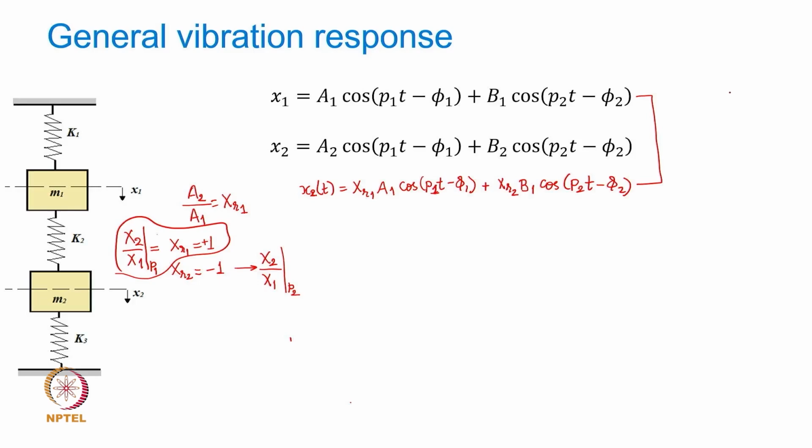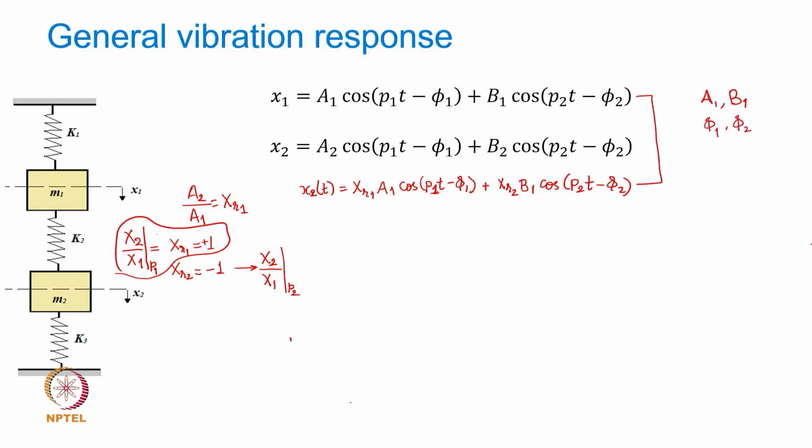And then there are four unknowns here. The unknowns are A1 and B1. These are the arbitrary constants, or the values of the amplitudes contributed from the first and second mode respectively. And there are phase angles phi 1 and phi 2, which are also unknown.